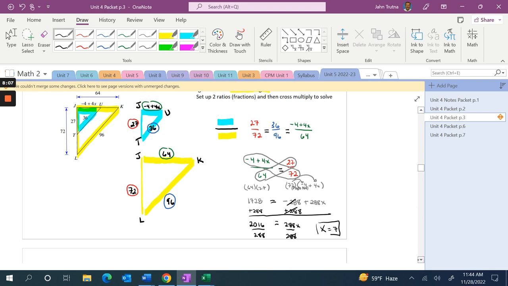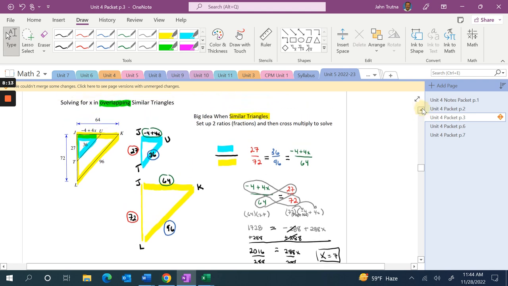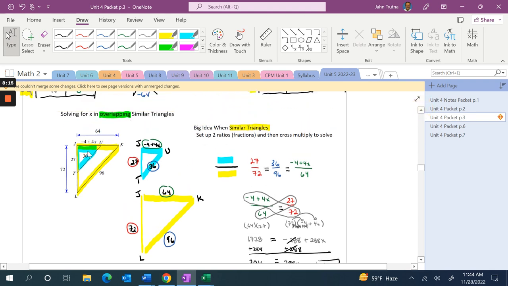So that would be an example right there of how I'm going to solve for x when I have overlapping triangles. Remember, one of the key things that makes things very clear for you is to simply separate the two similar triangles, redraw them, then that easily allows you to write your ratios. You only need two ratios, which allows you to cross multiply to solve.